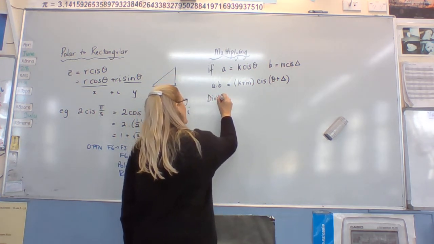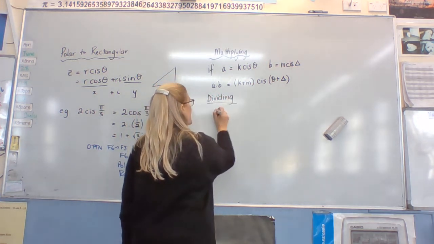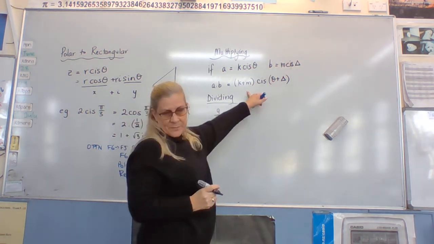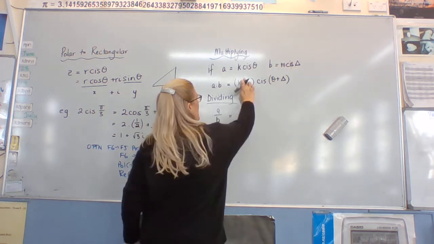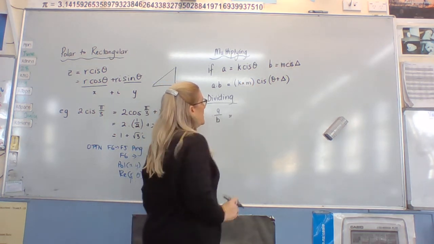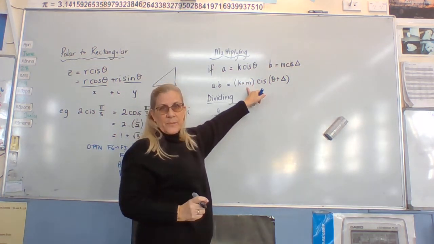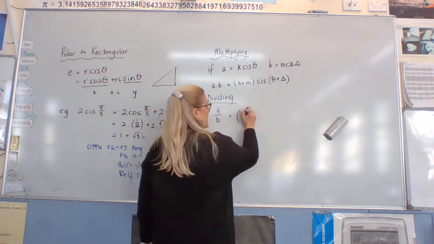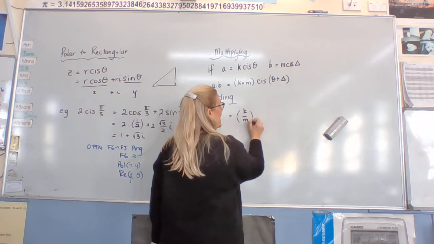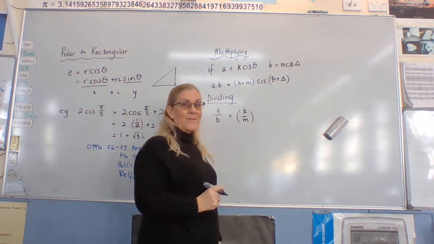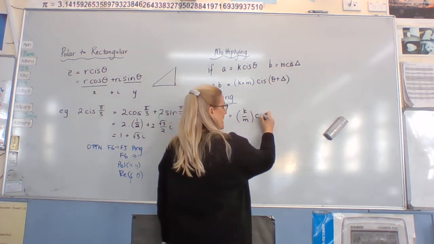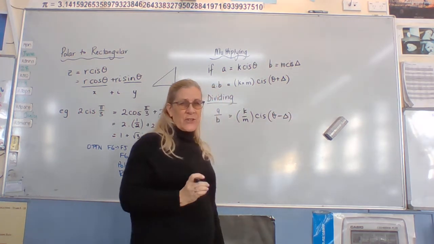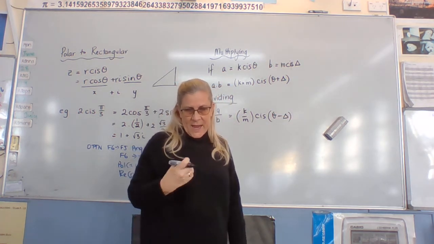If we're dividing, so A divided by B, what do you think happens to this part? It's the first one divided by the second one, so therefore it will be k divided by m. And here, yep, you're right, we minus. So theta minus delta. Pretty easy and straightforward. And all you have to do is carry it out.